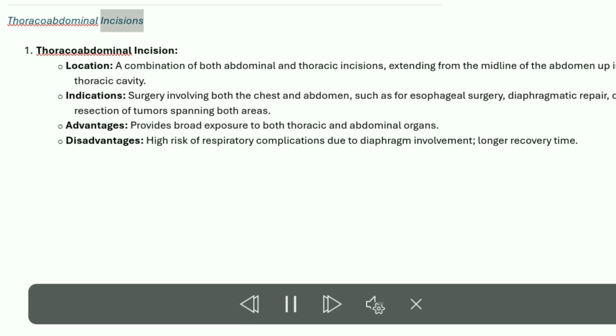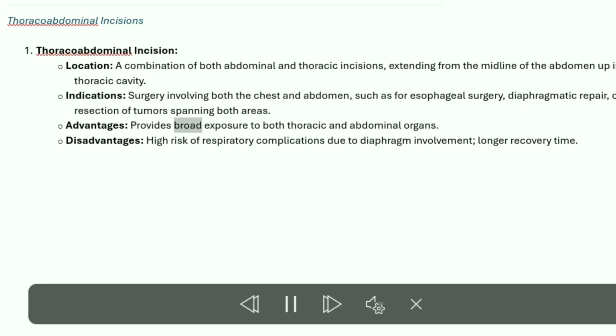Thoracoabdominal incisions. Thoracoabdominal incision. Location, a combination of both abdominal and thoracic incisions, extending from the midline of the abdomen up into the thoracic cavity. Indications, surgery involving both the chest and abdomen, such as for esophageal surgery, diaphragmatic repair, or resection of tumors spanning both areas.